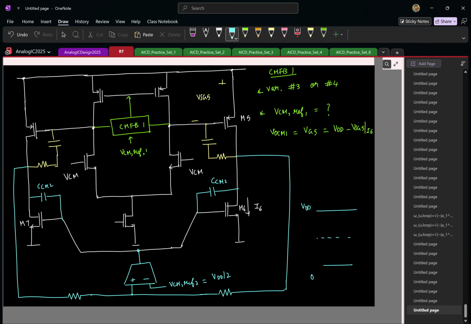Is this clear? So for the CMFB, for the common mode half circuit, this will act like the first stage. This acts like the second stage, and the feedback goes here. Right? This is only for compensating your CMFB loop, not for your main differential mode loop. The main differential mode loop compensation is happening here.